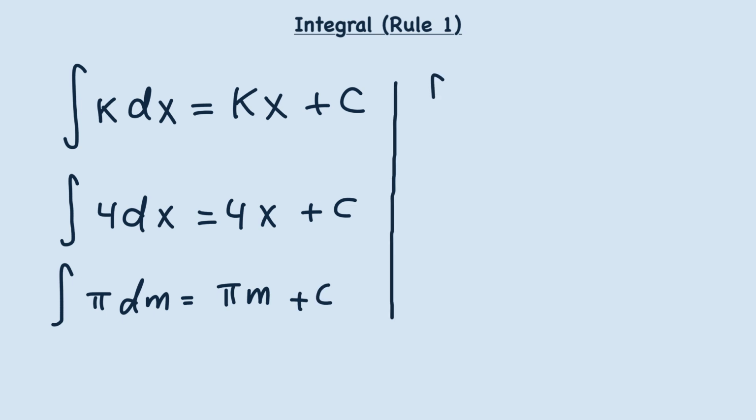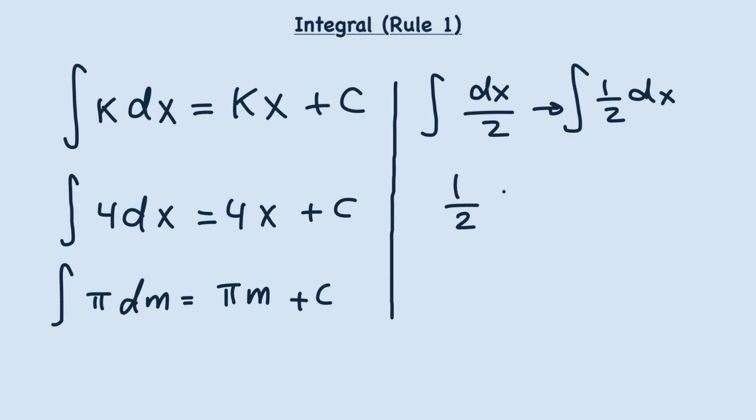Let us take one more example. Integral of dx over 2. So this question, we can rewrite it as 1 over 2 dx. Now we can follow the same steps. So I have to add the 1 over 2, which is the number, multiply by x plus c. So the integral of this question is 1 over 2x plus c.